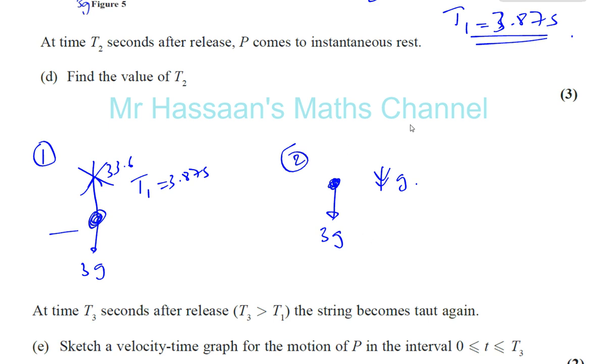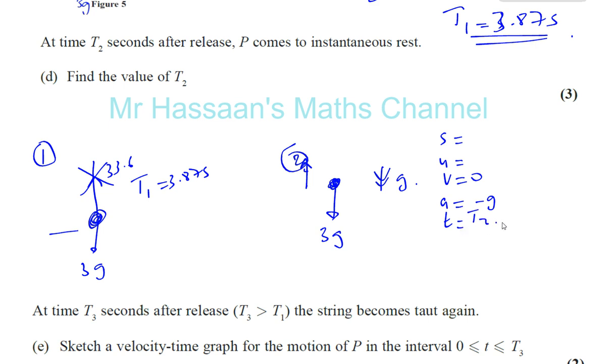We know s, u, v, a, t. I don't know how far it's going to go up. We know the initial speed is what it was when the string went slack, so we may have to find that first. We know that the final speed is 0. We know that a is going to be negative g, because it's moving upwards, but g is acting down. And t, we don't know the time either. So we've got to find this.